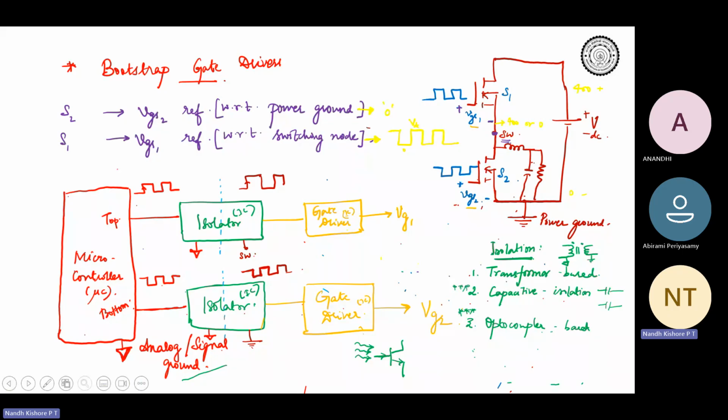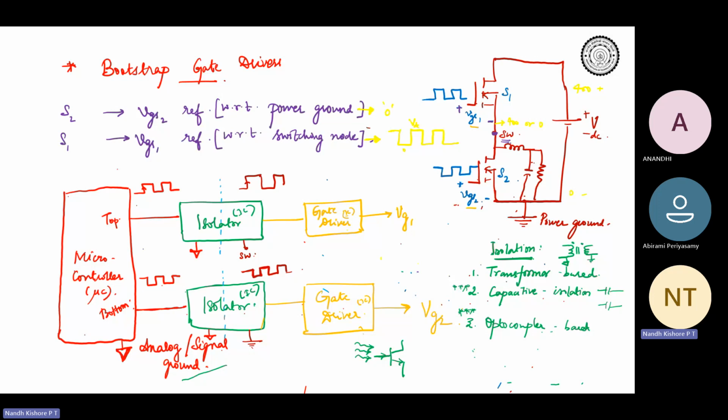Transformer based isolation is very slow. That is why people don't use it. But optocoupler based isolation is very fast because it is based on light. The isolation time is also very low. If you read the data sheet of ICs, they will give you the delay.